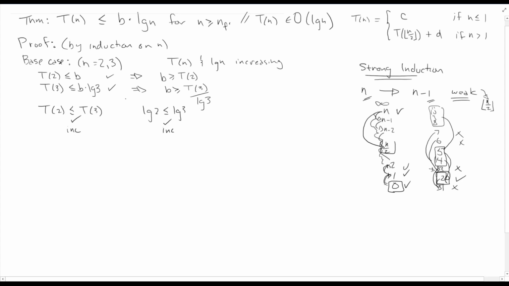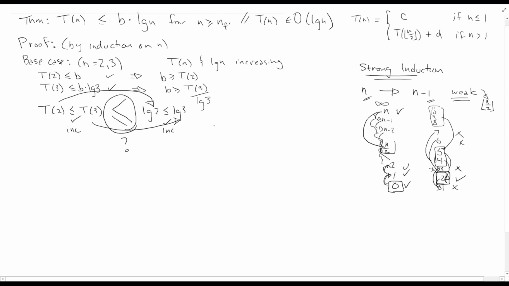Now, because of transitivity, if we can show this one, and I'm going to draw it big because this is the one we need to show. This is still the question mark. If we can show this one, then by transitivity, we get that t of 2 is less than log 2, and t of 3 is less than log 3.